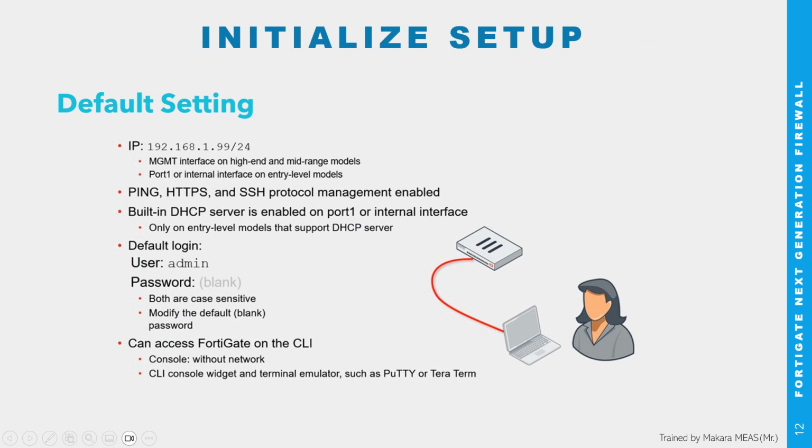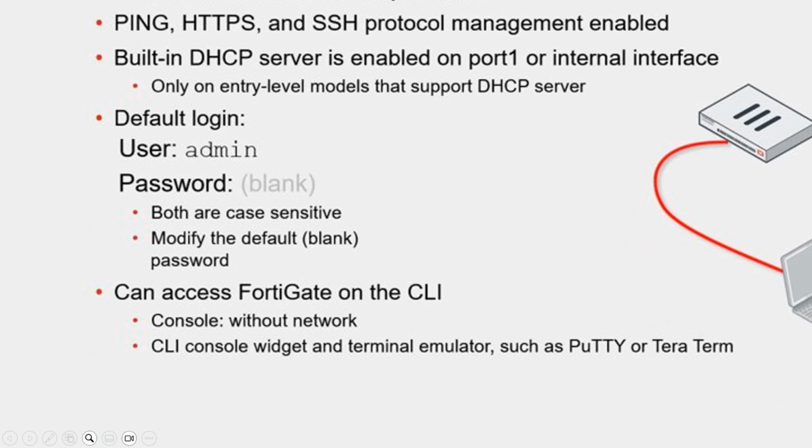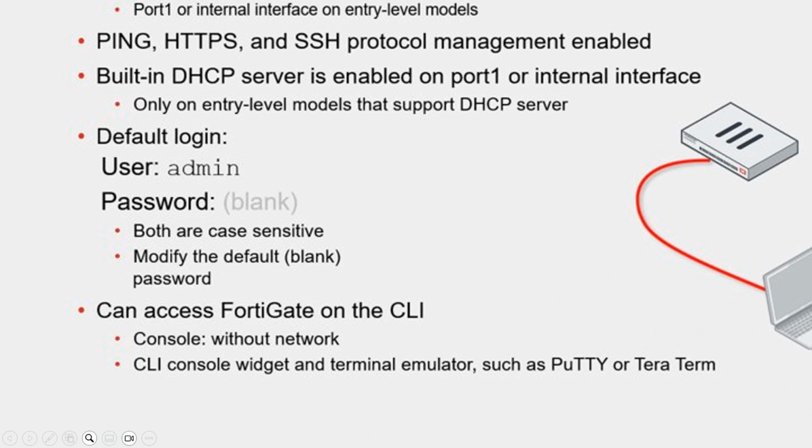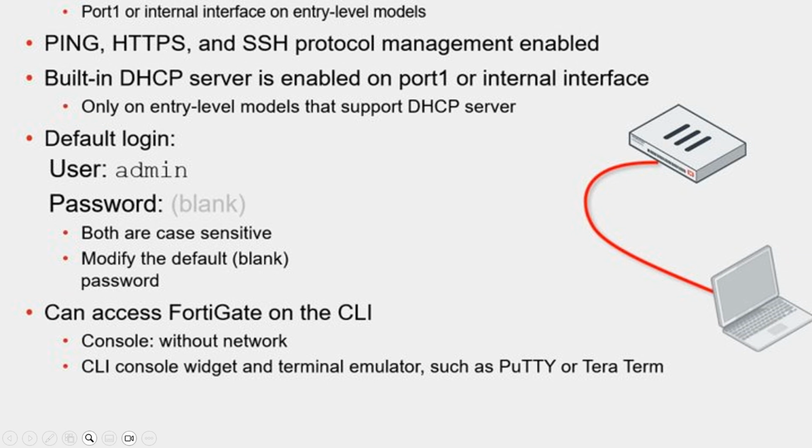From the default, we also have ping, HTTPS, and SSH protocols enabled on the interface, like the dedicated management port or port 1 or internal 1. And we need to understand the DHCP as well, because with the entry-level model, the DHCP server is built in on the internal 1 or port 1 interface. Another thing we need to understand is the default login. As you can see, the default login is user admin and password blank. Normally, you need to reconfigure the password after you log in successfully the first time. So you need to confirm and modify the default one.